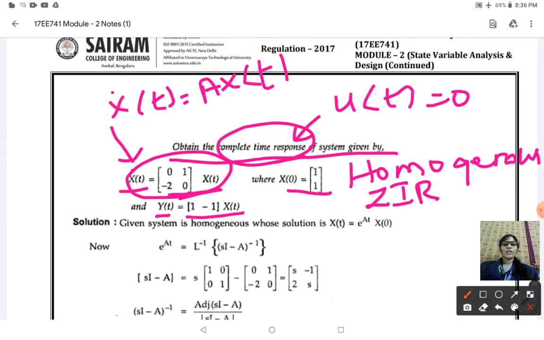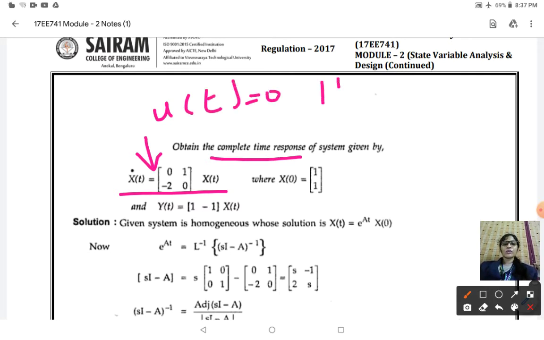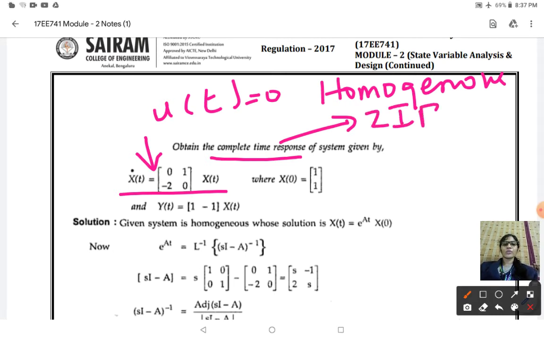Okay. First you need to see your state equation. Looking at the state equation, it is very clear that u of t is 0. You need to obtain the complete time response of the system. Since u of t is equal to 0, this problem goes on with a homogeneous equation. In case of a homogeneous equation, the complete time response deals only with the 0 input response. This is how you need to identify what type of response we need to find for a particular problem.